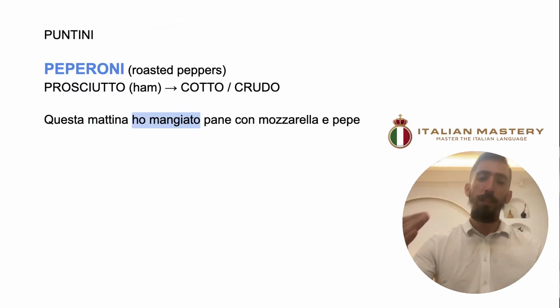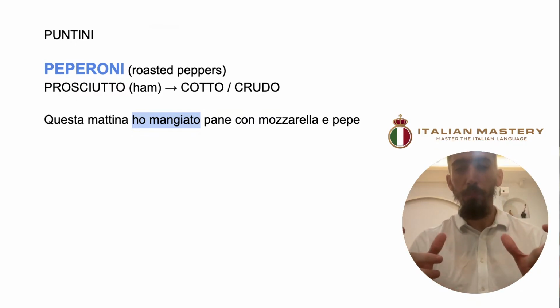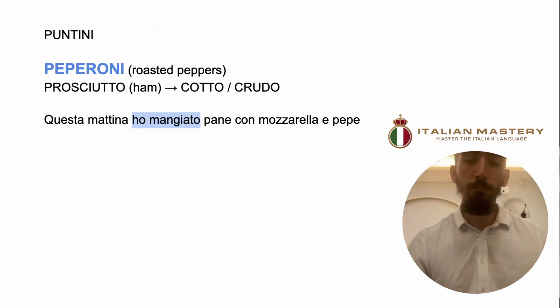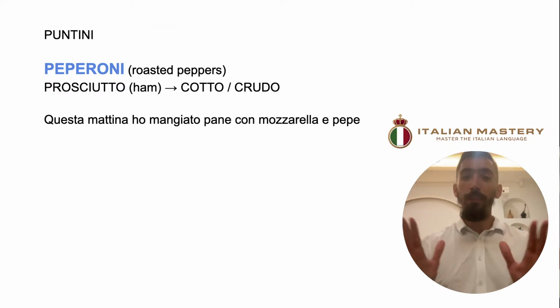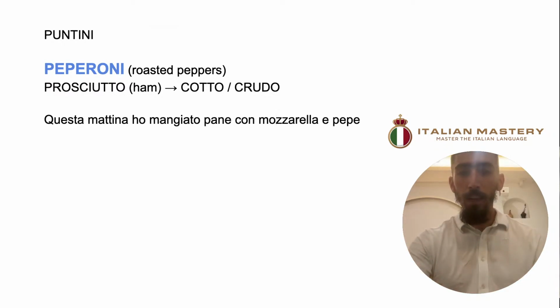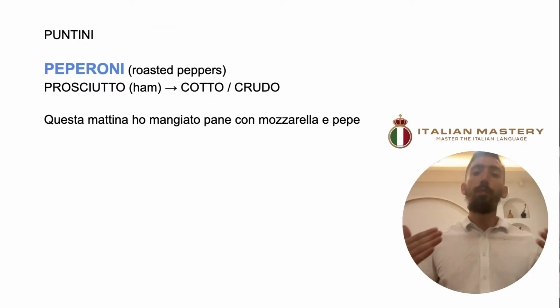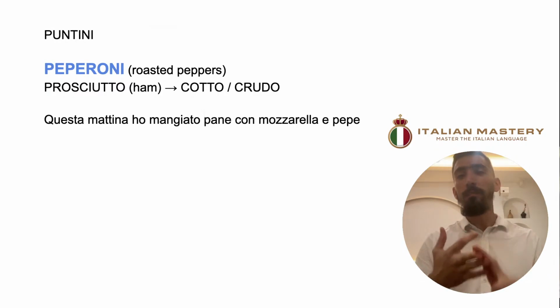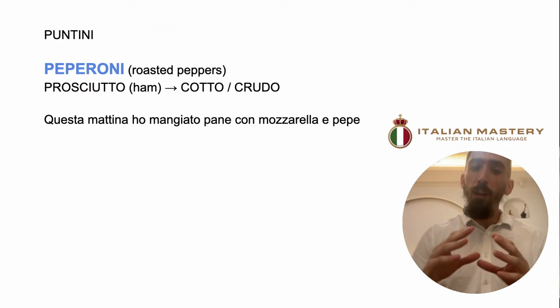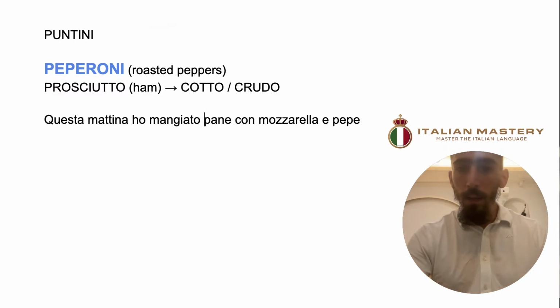Remember, in Italian, present perfect is actually past simple. Ho mangiato pane con mozzarella e pepe. I like this. This sentence is correct. So notice how we choose to not use articles. So this morning I ate X, Y, Z. End of story. So this is perfect. Mozzarella e pepe.